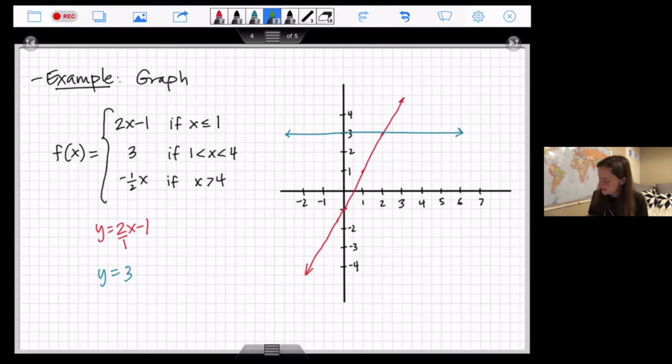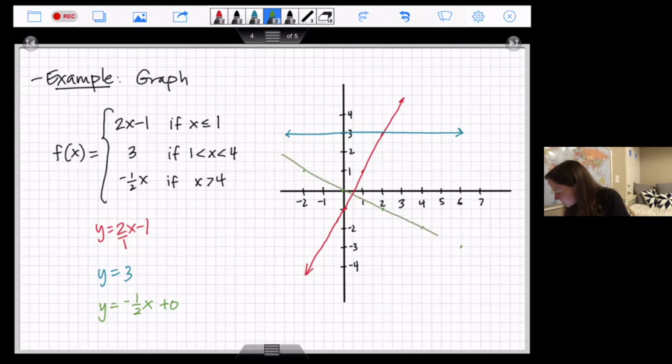And then the last line is y equals -1/2 x. You can think of that as -1/2 x plus 0. It's got its y-intercept at the origin. And -1/2 x, this means we're going to go down 1 and to the right 2. So down 1 and to the right 2, down 1 and to the right 2. Right, and then we'll go fill in that line. All right, so now let's chop those up.